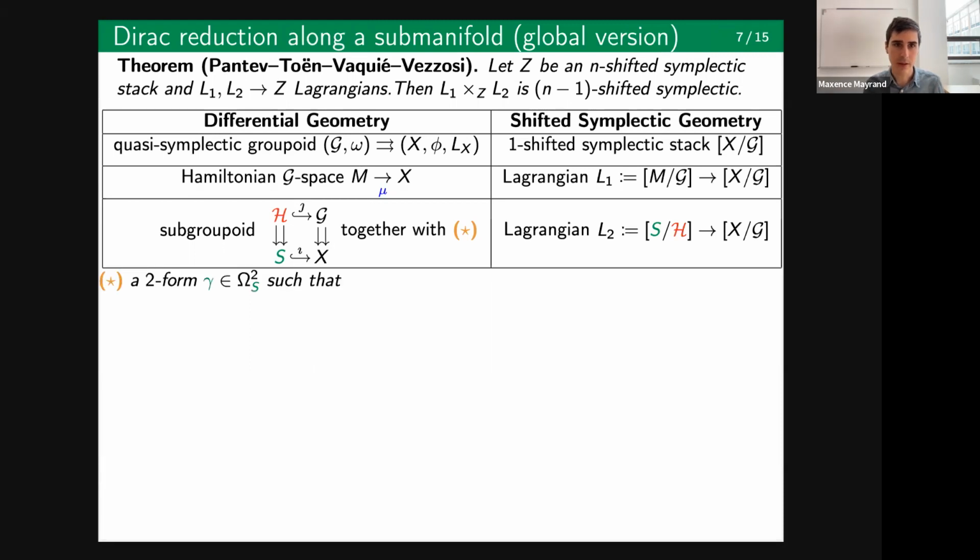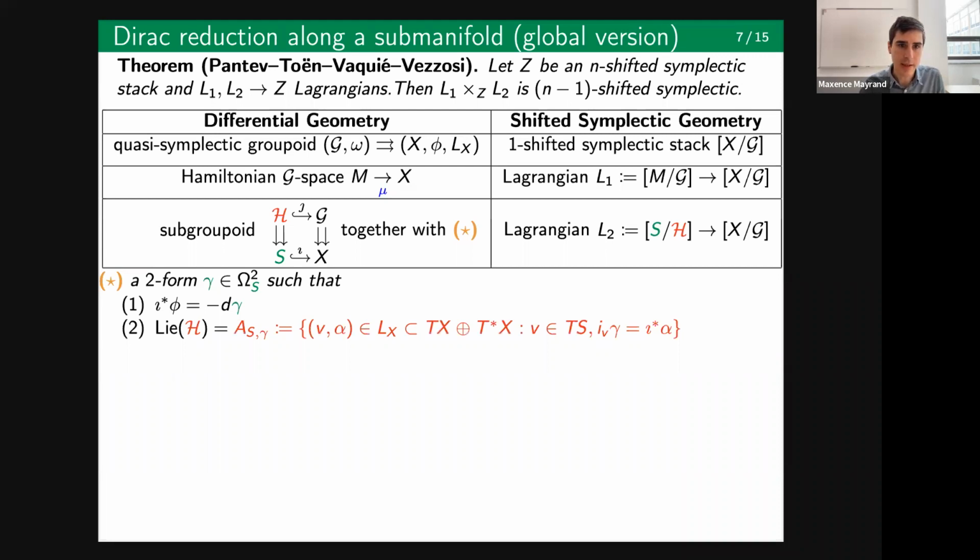In purely differential geometric terms, it can be characterized as follows. What we need is a two form gamma on S such that the pullback of the three form phi on X is minus d gamma. So gamma is a primitive for the pullback of phi to S. What's interesting is that the Lie algebroid of H is canonically determined by this data, S and gamma. It's a subgroupoid, meaning that the Lie algebroid of H is a subalgebroid of the Lie algebroid of G, which is just the Dirac structure Lx.